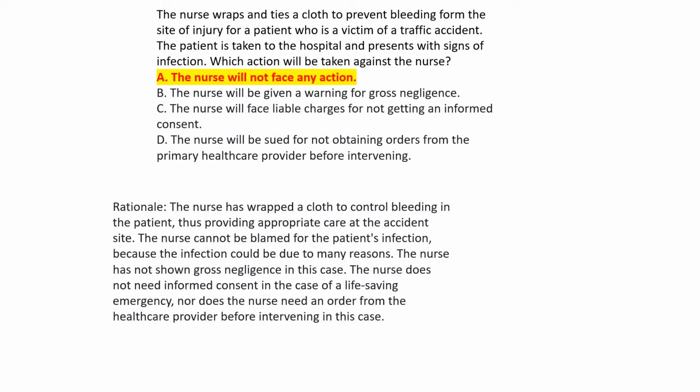Answer A. The nurse will not face any action. Rationale: The nurse has wrapped a cloth to control bleeding in the patient, thus providing appropriate care at the accident site. The nurse cannot be blamed for the patient's infection because the infection could be due to many reasons. The nurse has not shown gross negligence in this case. The nurse does not need informed consent in the case of a life-saving emergency, nor does the nurse need an order from the healthcare provider before intervening in this case.